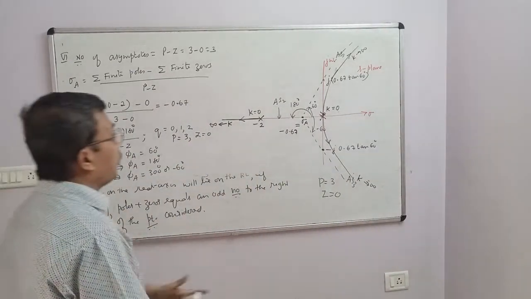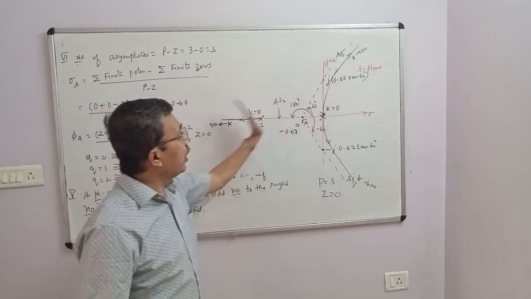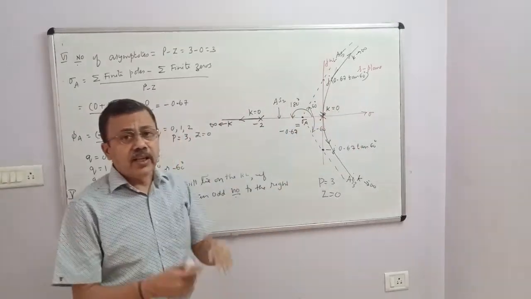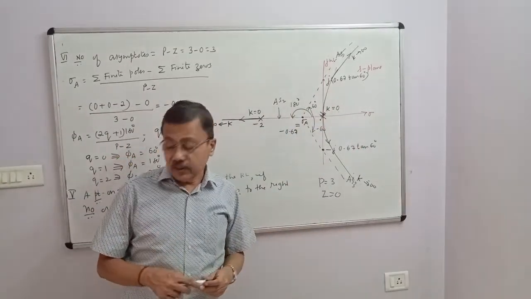See, 2 branches of the root locus lie completely on the right hand side of this plane, hence the system is always unstable.